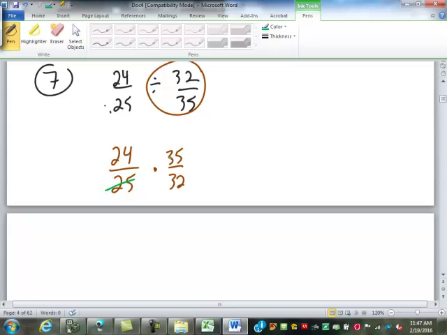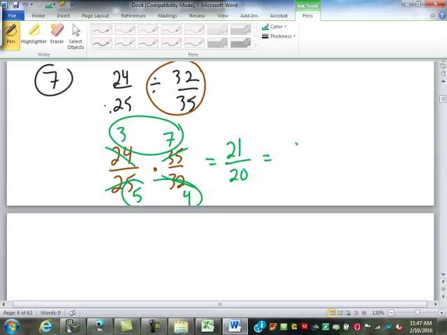So now 25 and 35 can be divided by 5. That will give me 5 and 7. 24 and 32 divided by 8 give me 3 and 4. So 3 times 7 is 21. 5 times 4 is 20.